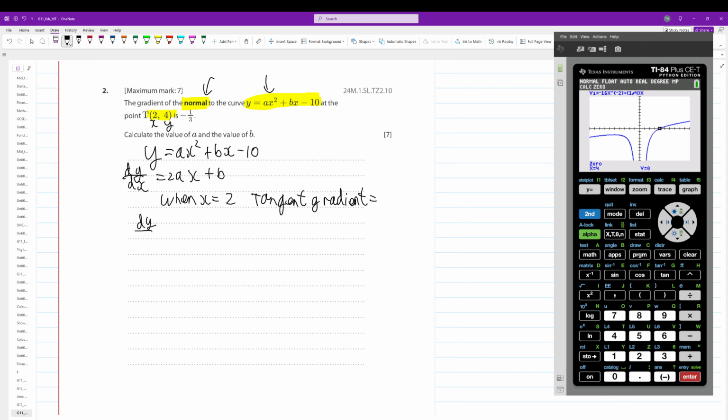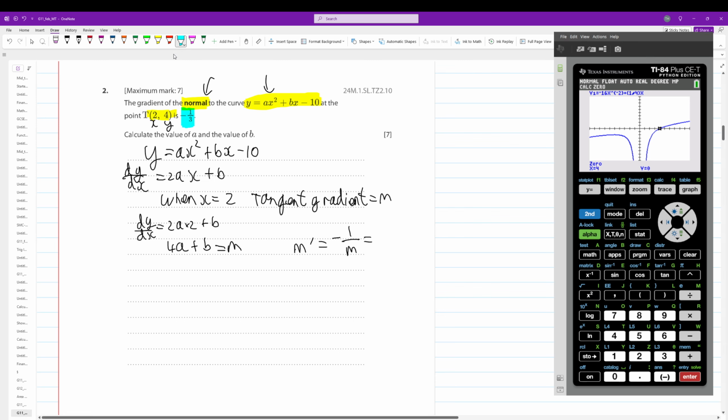So dy by dx is equal to 2a multiplied by 2 add b, which is then 4a add b. Let's call it m, tangent gradient m. We remember that the normal gradient is negative 1 over the tangent gradient. But my question has told me that my normal gradient is negative 1 over 3. So using that, I don't have to do much to realise that m must be 3. My tangent gradient must be 3.